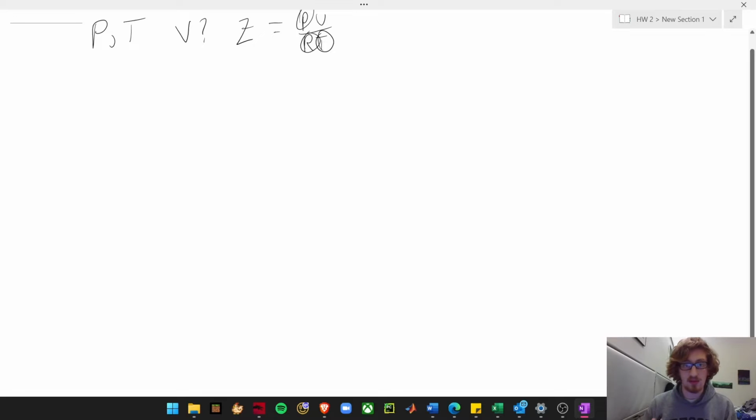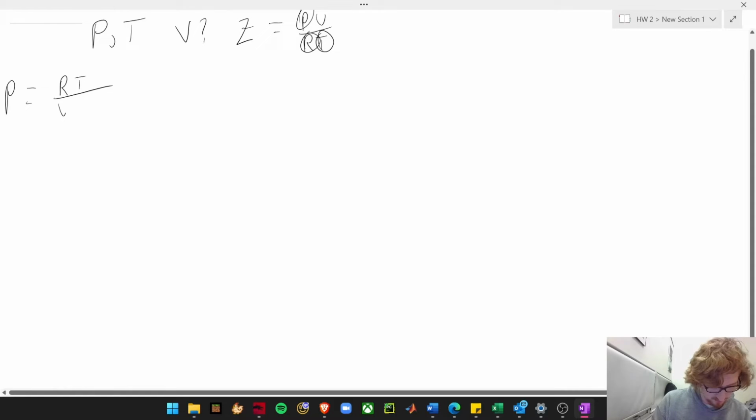Now the issue with this is that we have to find a way to solve for Z first, and then it's pretty easy to solve for V. So we have our old van der Waals equation, and that's just going to be equal to R times T over V minus B, minus A over V minus B squared.